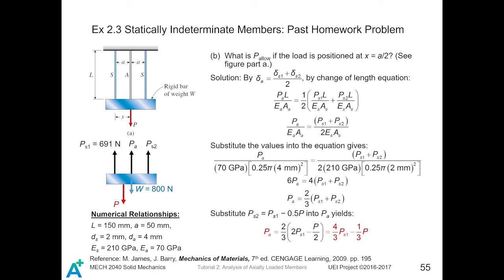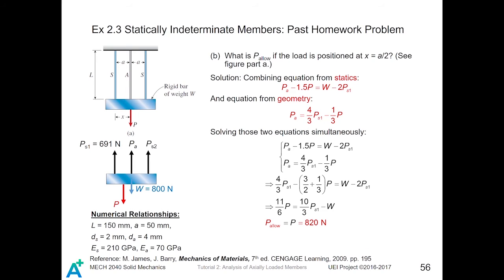Then we do another substitution to get this result. From geometry, we just get this equation. From statics, we have this equation. Combining those two equations will give you the answer of the allowable load, which is 820 newtons.